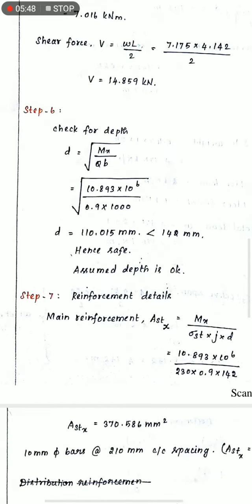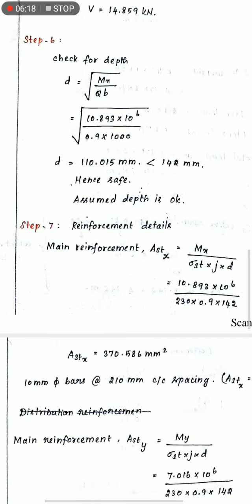So small d equals 110.015 mm. So the required depth is less than the provided d. If the required depth is greater than the provided d, it should be redesigned, or you have to change the dimension of the slab, that means the depth of the slab.